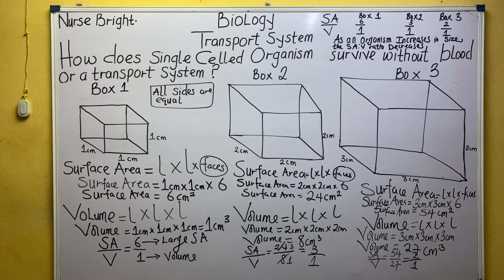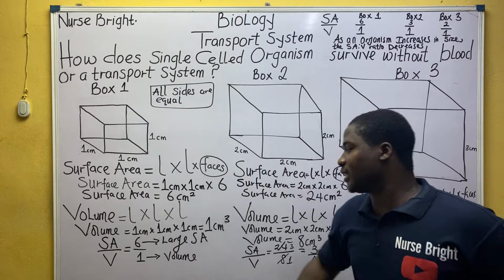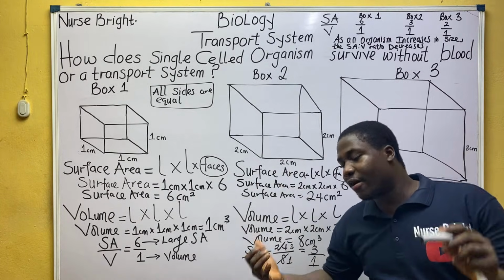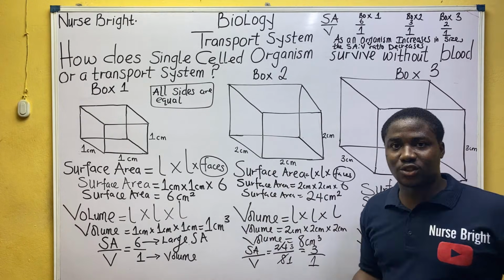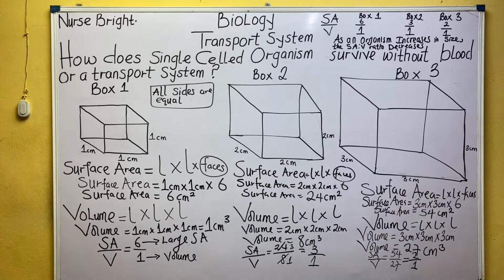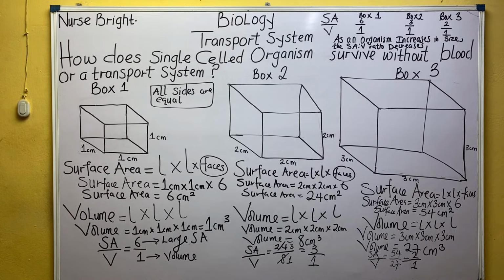Is it the one that has 6/1 surface area, which is a large surface area compared to the 3/1 surface area, which is a low surface area? Alright, I've explained this already. Which one will basically develop a problem? Which one will a problem arise in?